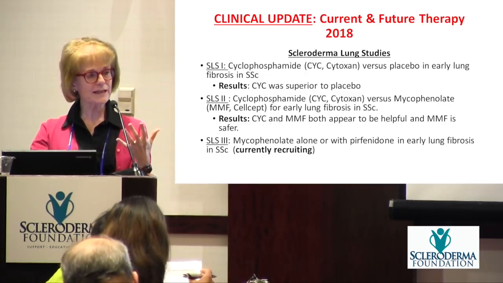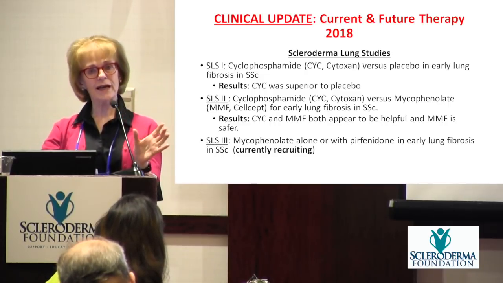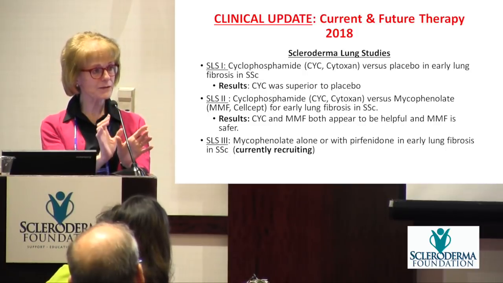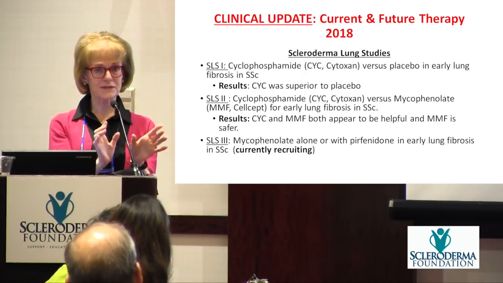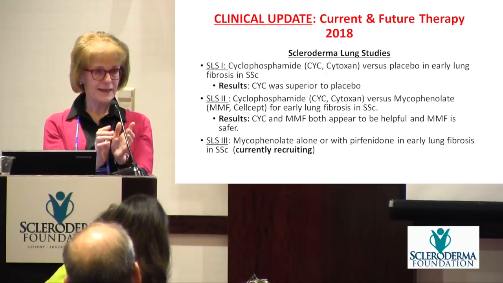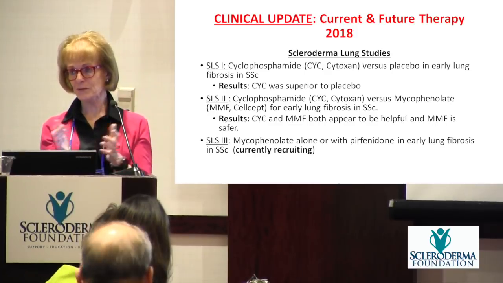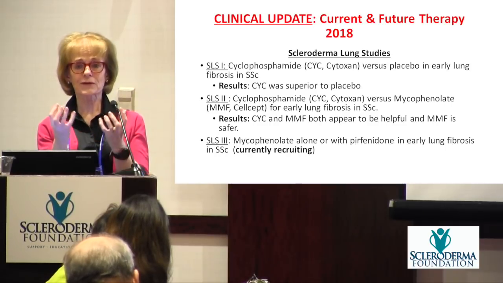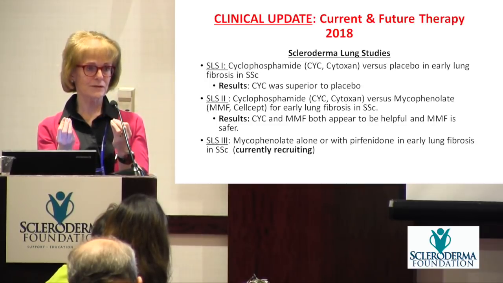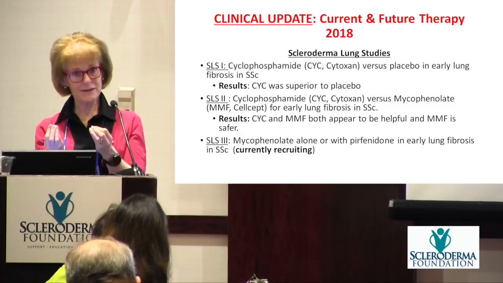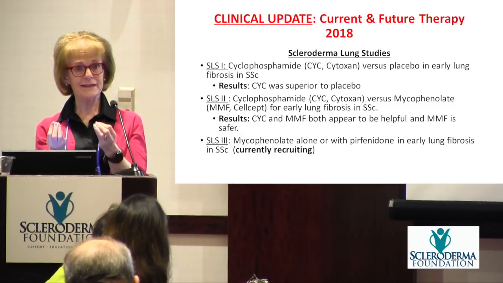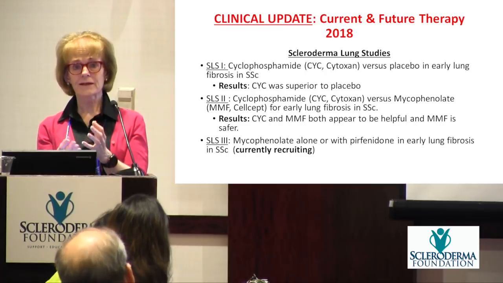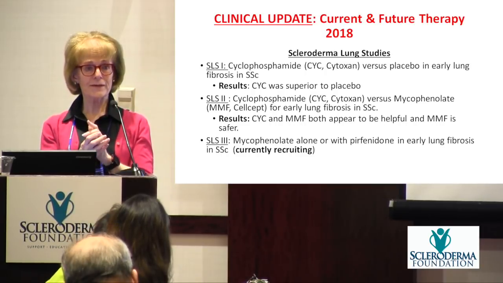And that says, if mycophenolate is helpful and reasonably safe, what if we added one of the new antifibrotic drugs in addition to the immunosuppressive drug? Would we get better results without excessive side effects? And that trial is ongoing. And if you think about the approach to rheumatoid arthritis, people are usually on methotrexate plus one of the new biologics plus a little bit of prednisone. So combination therapy is very common in treating autoimmune diseases, and there's no reason that we can't use it in scleroderma as well after we prove that it either is effective or non-effective. And that's where SLS-3 comes in. You have to have scleroderma by those criteria. You have to have some lung disease.